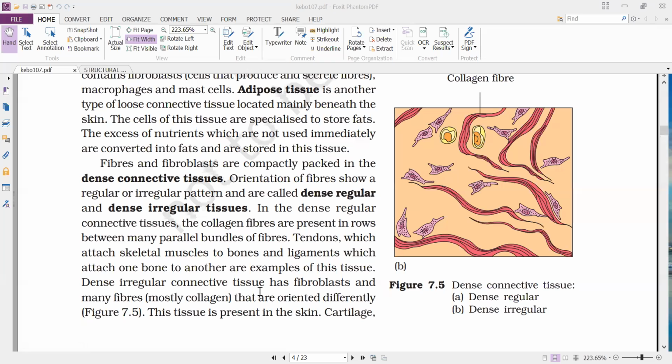Dense irregular connective tissue has fibroblasts and many fibers that are oriented differently. That means they are not arranged in a parallel manner, they are arranged differently. This dense irregular connective tissue is present in the skin.